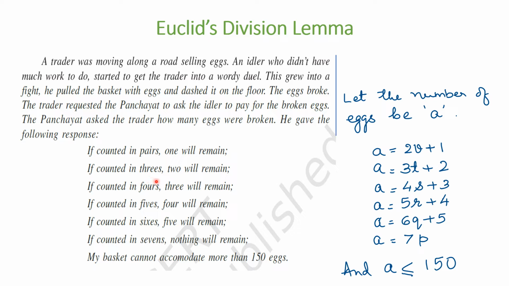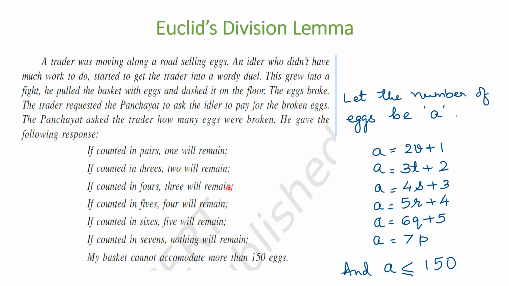When they are counted in threes, 2 remain. When they are counted in fours, 3 remain. And you see as it goes on. But when they are counted in sevens, nothing remains. And he also gives one more clue, that the basket cannot accommodate more than 150 eggs. And we have to find out the number of eggs.